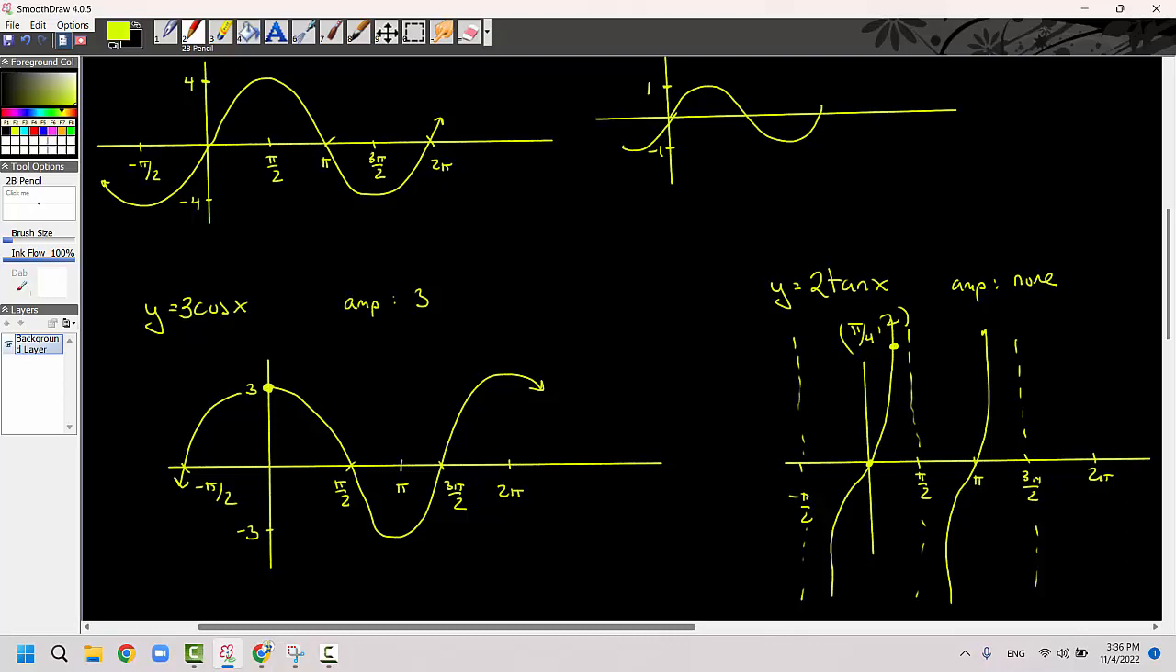So the most important thing about tangent is that it has no amplitude and that it just stretches the graph like it normally does. If this was a cubic or if this was a quadratic, it would do the same thing.